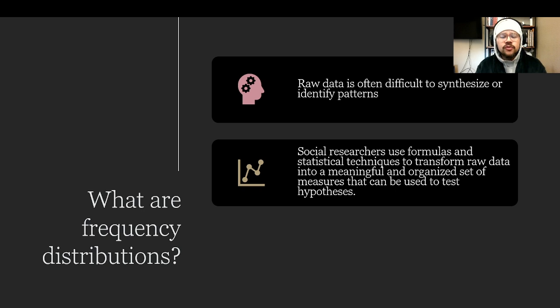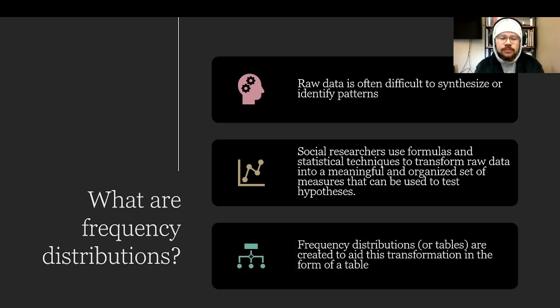Social researchers use formulas and statistical techniques to transform raw data into meaningful and organized set of measures that can be used to test hypotheses. The idea of testing hypotheses, we're not going to really get into much until we get to the section of inferential statistics. But for now, understand that you can kind of think of descriptive statistics almost as a step before inferential statistics. Frequency distributions, and sometimes I'll refer to them as tables, you might see them throughout these various videos referred to as tables, are created to aid this transformation in the form of a table.